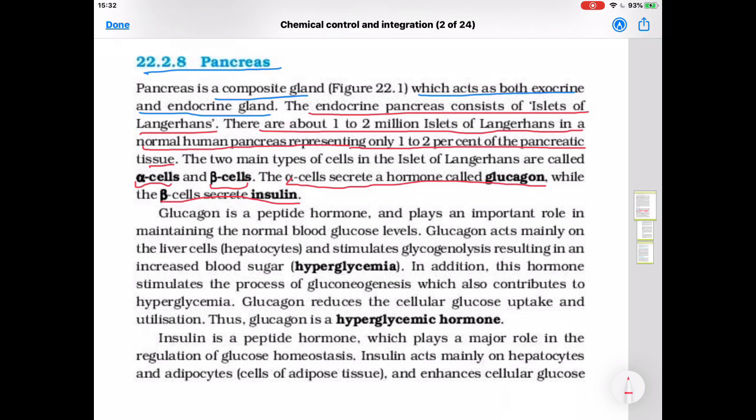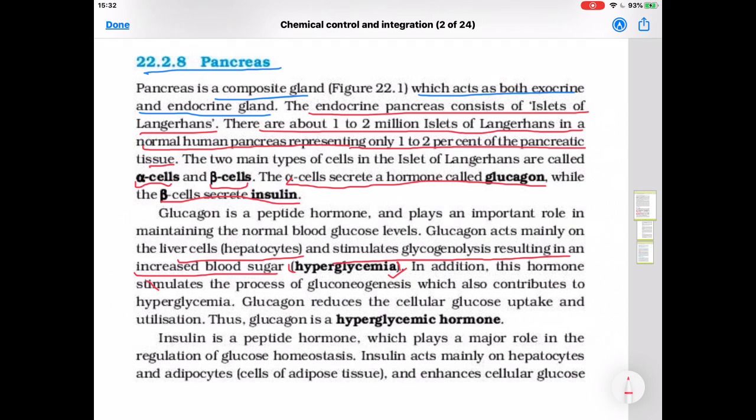Glucagon is a peptide hormone and plays an important role in maintaining the normal blood glucose level. Glucagon increases the blood glucose level. Glucagon acts mainly on the liver cells, known as hepatocytes, and stimulates glycogenolysis, when glycogen breaks into glucose, resulting in the increased blood glucose level. This condition is known as hyperglycemia.